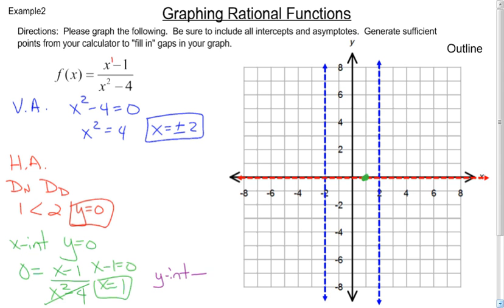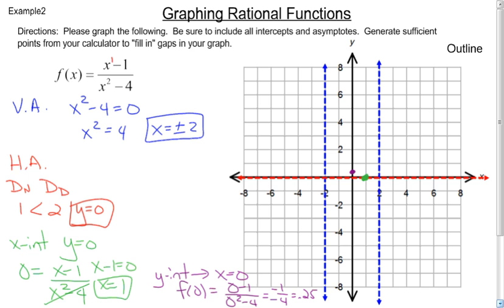My y-intercept means that x is 0, so a way to be on the y-axis. So I'm in fact finding f at 0, which will give me 0 minus 1 over 0 squared minus 4, which is going to give me negative 1 over negative 4, which is 0.25. So right on my y-axis, I'm going to go to 0.25, which I kind of have to estimate a little bit. Okay? And that is that.